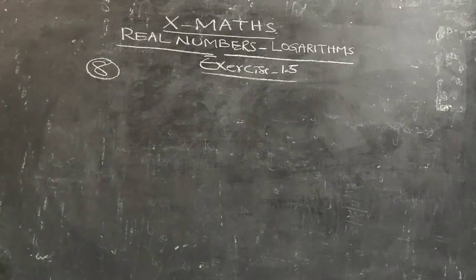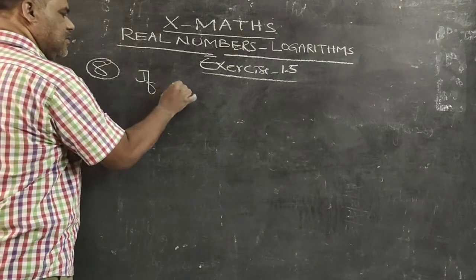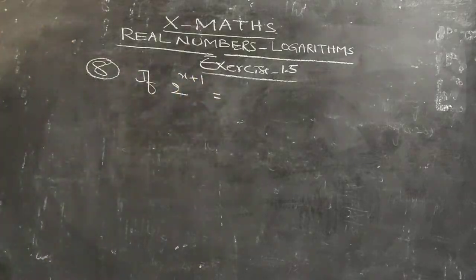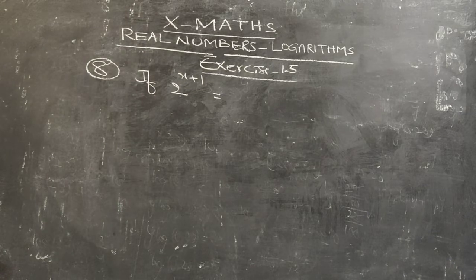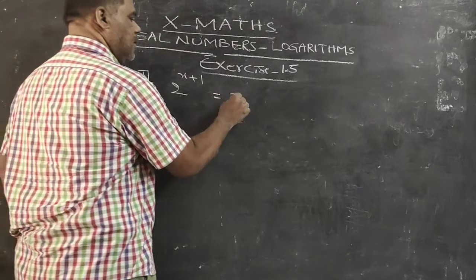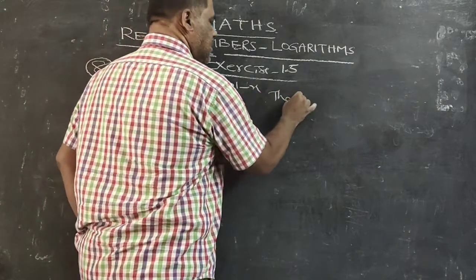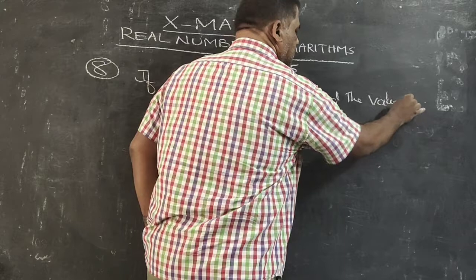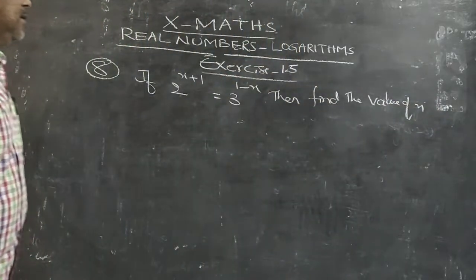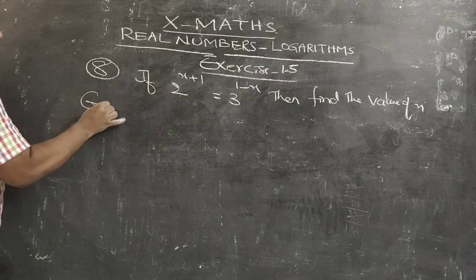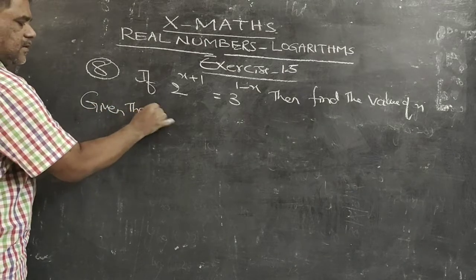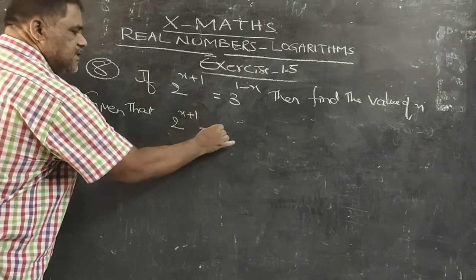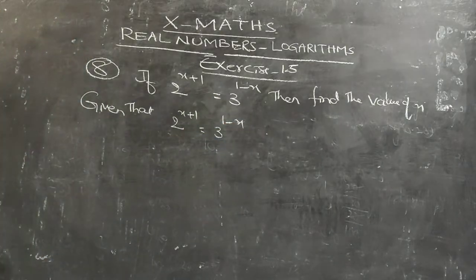Right, question number 8. If 2 to the power x plus 1 is equal to 3 to the power 1 minus x, then find the value of x. Take the given condition: 2 to the power x plus 1 is equal to 3 to the power 1 minus x.